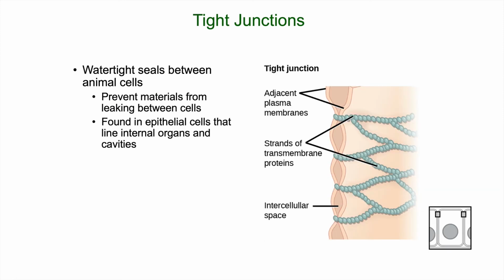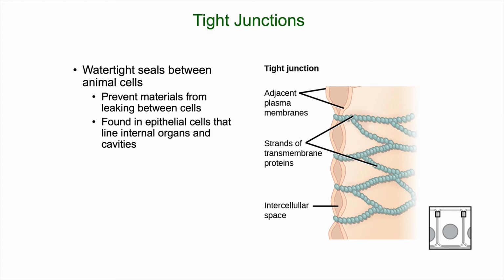Tight junctions are waterproof seals between animal cells. Now, this is why when you soak in a bathtub or you go swimming, you don't bloat with water. And that's because your tight junctions are waterproof. They don't allow water to pass between the cells. And they're very, very strong. And of course, this is necessary. Otherwise, as we moved, we would just tear apart easily.